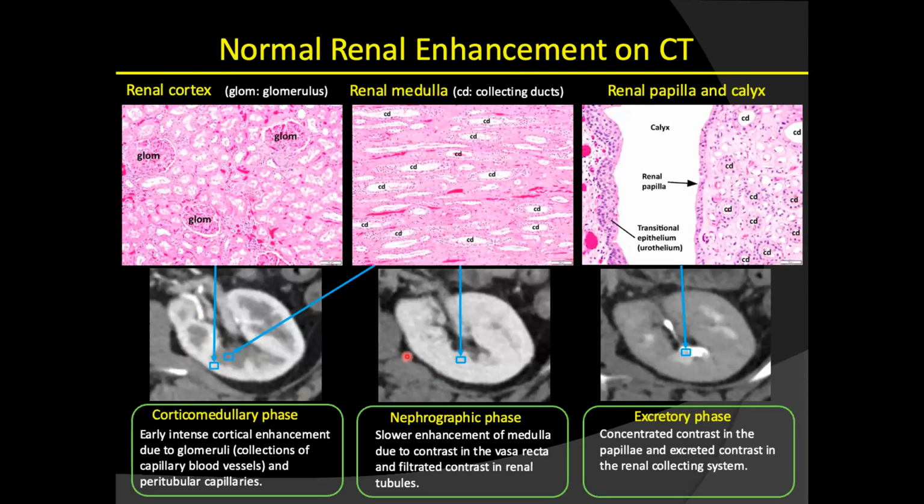But in the nephrographic phase, you can see that there is enhancement of the medulla as compared to the corticomedullary phase. This is because the contrast in the vasa recta and the filtered contrast in the renal tubules has reached the medulla. In the excretory phase, this concentrated contrast is seen in the papillae and in the renal collecting system.